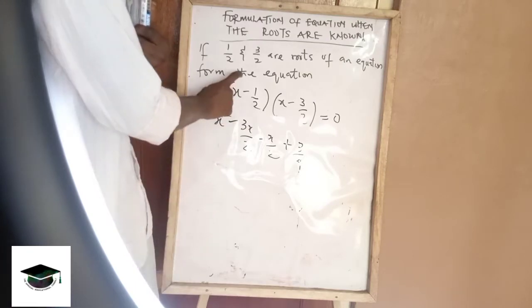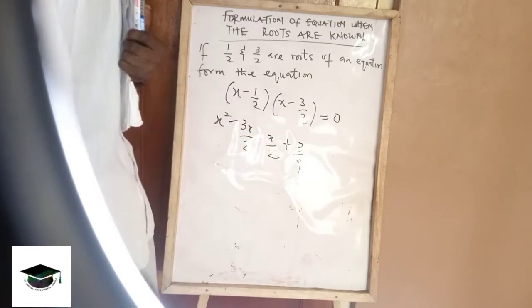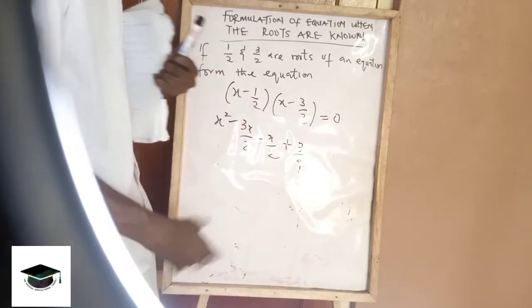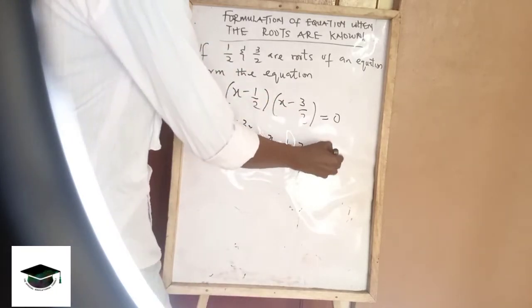And this is how I got my plus 3/4. Minus times minus is plus. 1 times 3 is 3, 2 times 2 is 4. Do you get it now? It's as simple as that. Equals 0.